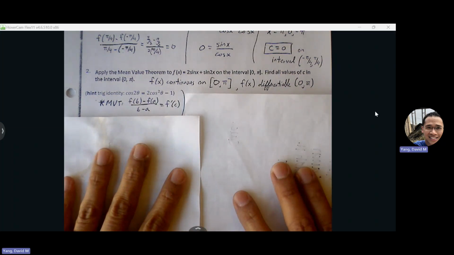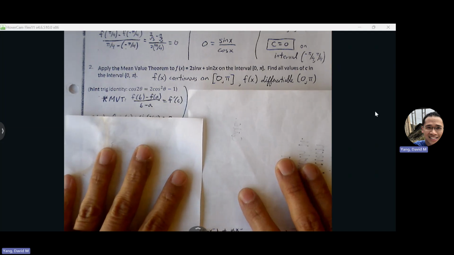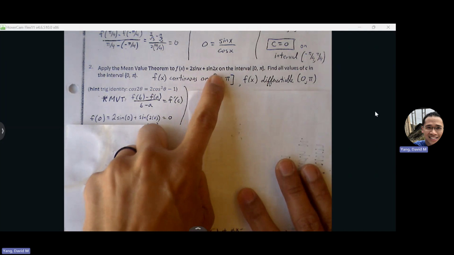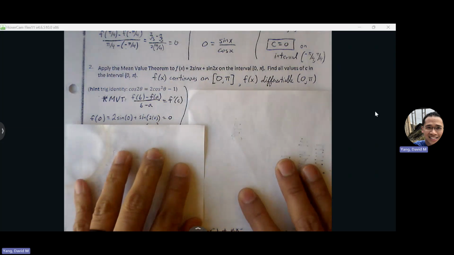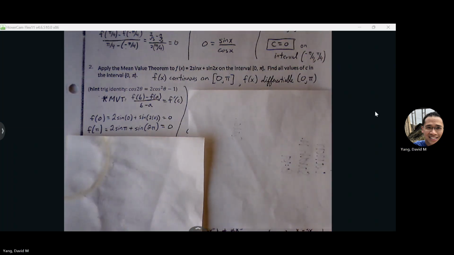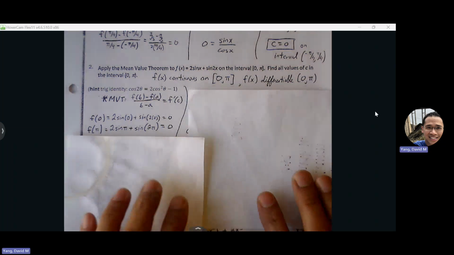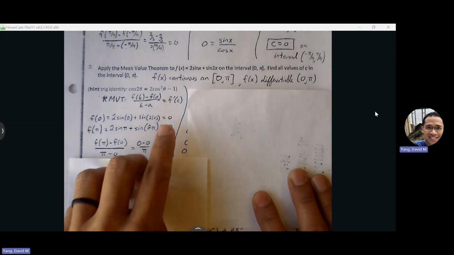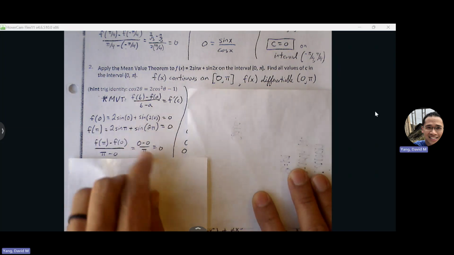All right, so let's see what we got when we find our ordered pairs. f of 0 is just 2 sine of 0 plus sine of 2 times 0. That's just going to be sine of 0, which is 0. f of pi is also 0. So my slope ends up being 0, so 0 minus 0 over pi minus 0.